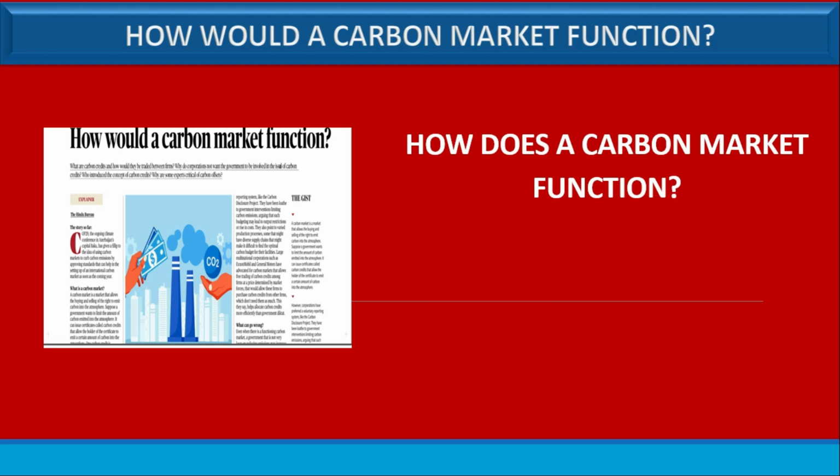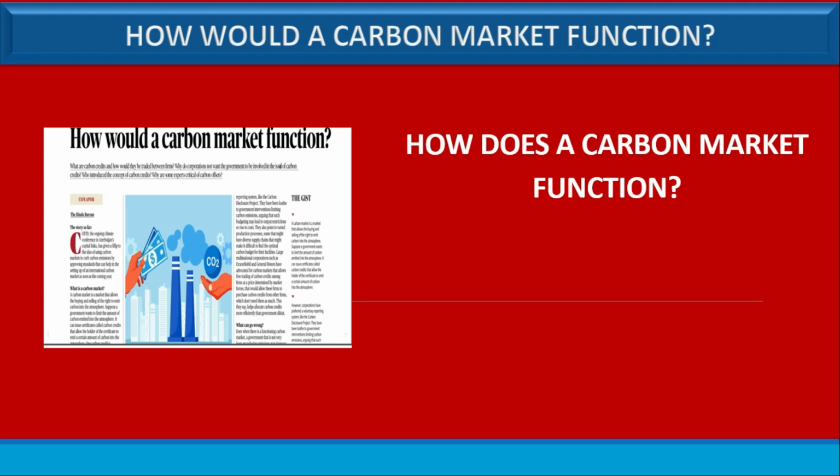First of all, we must know that a carbon market mechanism is designed to reduce greenhouse gas emissions by putting a price on carbon emission. It allows entities like countries, companies, or organizations to trade carbon credits and allowances, effectively turning carbon emission into a tradable commodity. The goal is to incentivize industry to cut emissions in a cost-effective manner while promoting sustainable practices. First of all, how does a carbon market function?